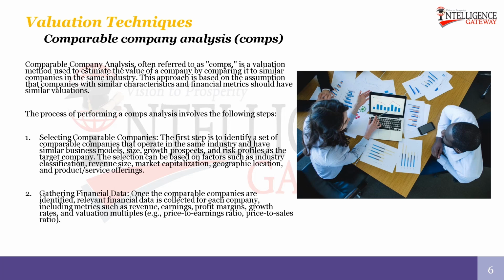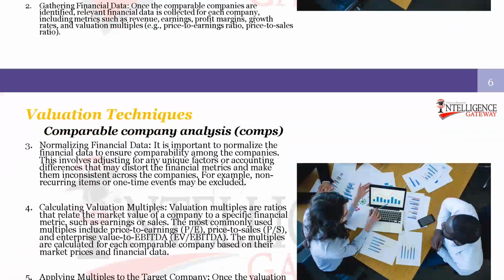Gathering financial data. Once the comparable companies are identified, relevant financial data is collected for each company, including metrics such as revenue, earnings, profit margins, growth rates, and valuation multiples, e.g., price-to-earnings ratio, price-to-sales ratio.